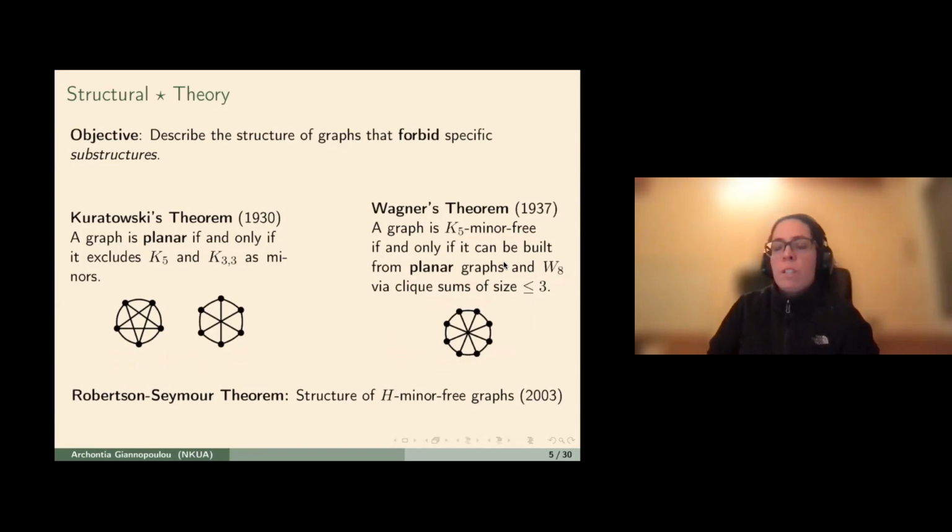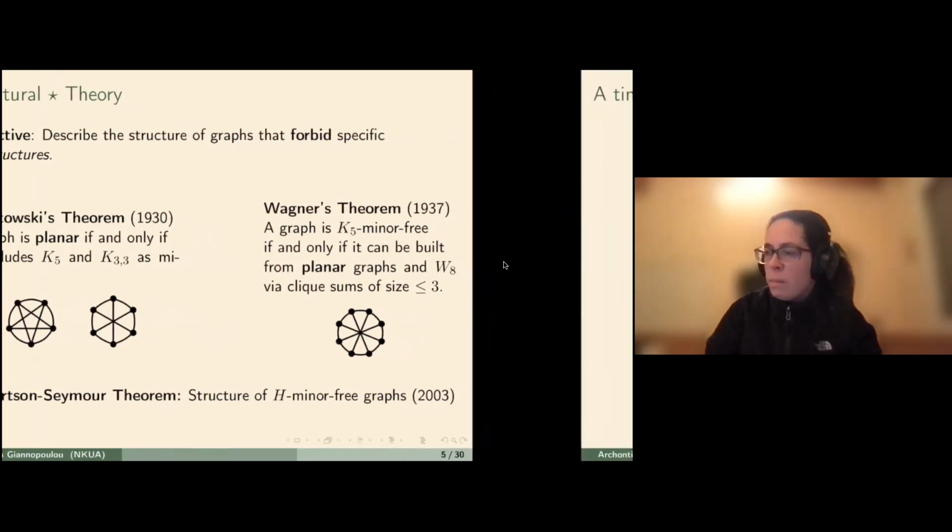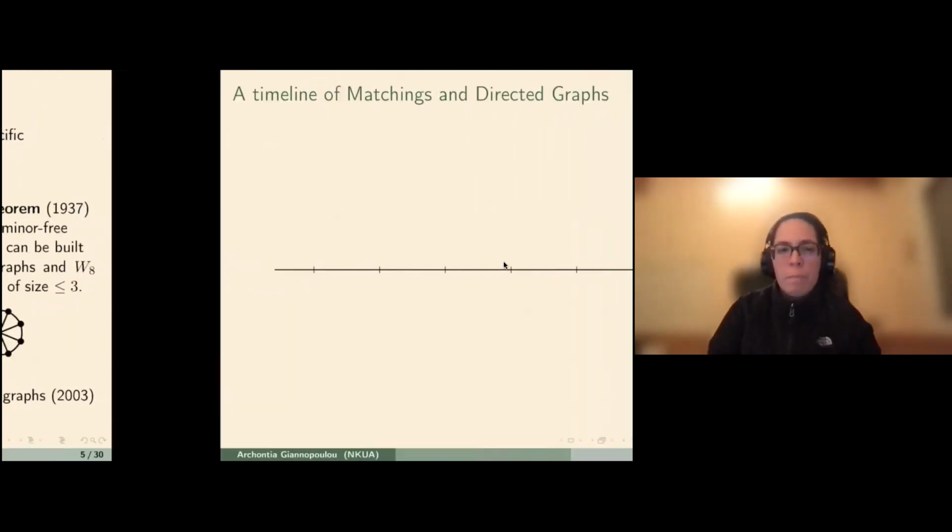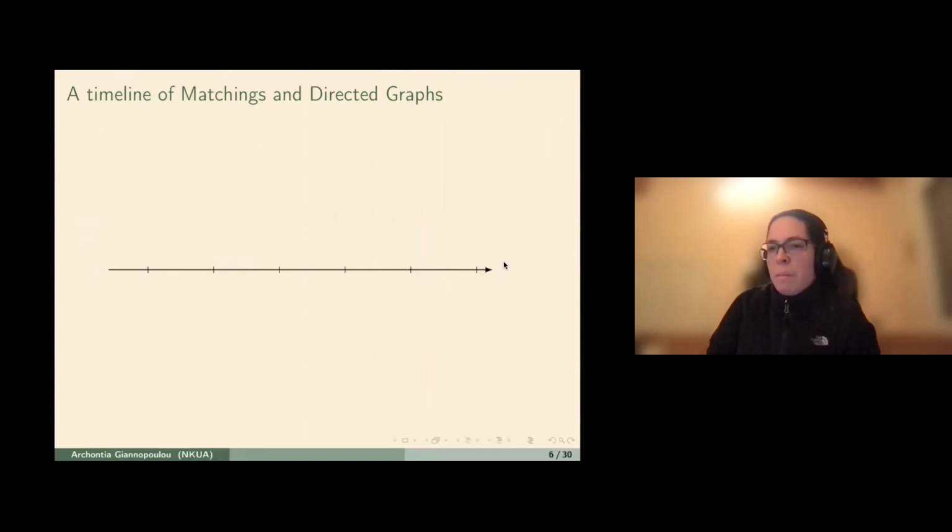So this is the scope of structural bipartite matching theory that we're discussing today. We want to describe the structure of graphs that forbid some graph with a perfect matching as a subgraph. So let's discuss a bit about matchings and about directed graphs.